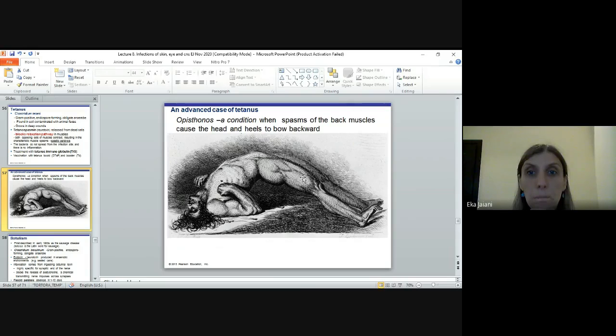So this is the classic condition of a person with tetanus. All muscles contract and cannot relax, and this is the spastic paralysis.